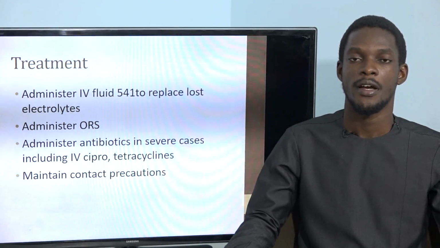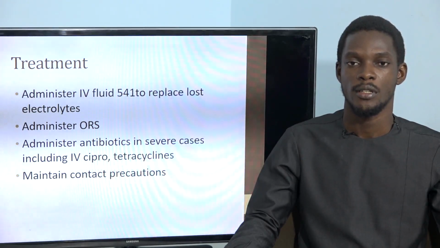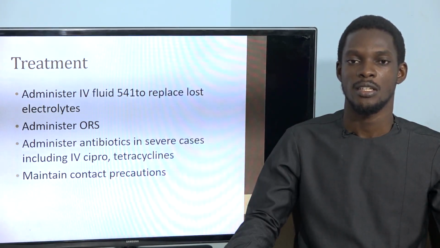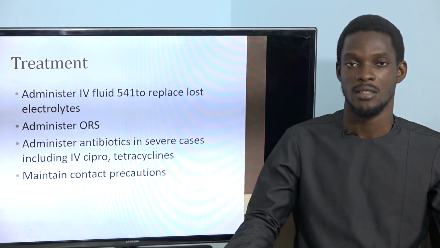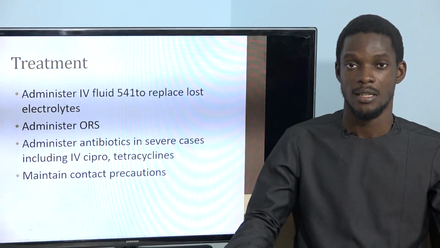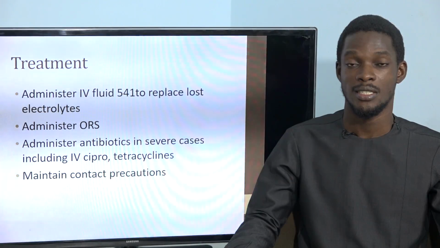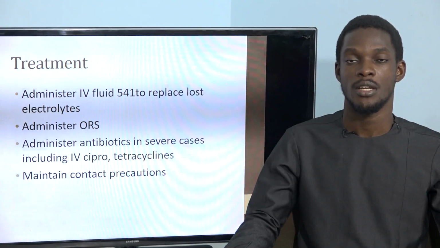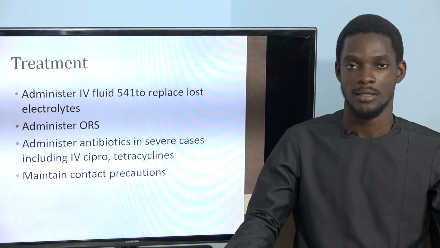Treatment: you want to give a 541 IV fluid to replace the lost electrolytes. You also want to administer ORS, and you want to administer antibiotics in severe cases. Most of the time, all occurrences of cholera are severe cases, and so you would want to administer antibiotics as soon as possible in addition to the 541. Antibiotics will include tetracyclines and intravenous ciprofloxacin.